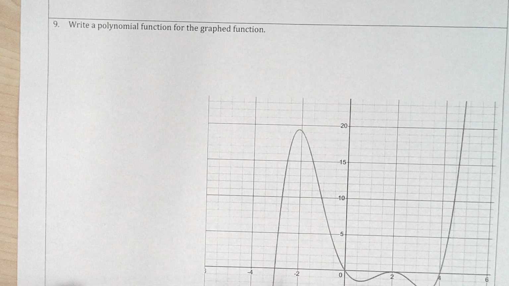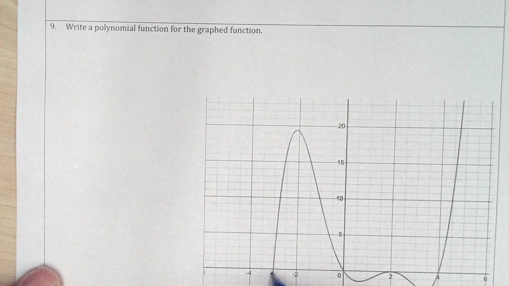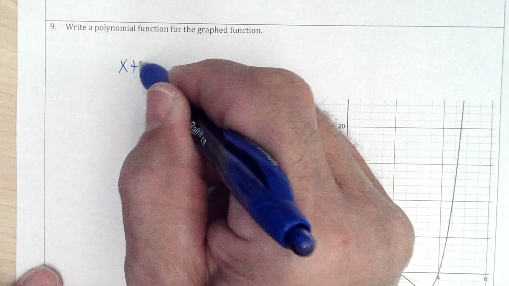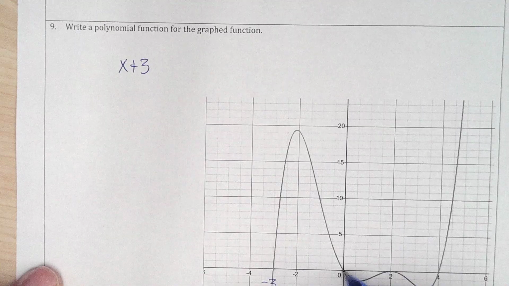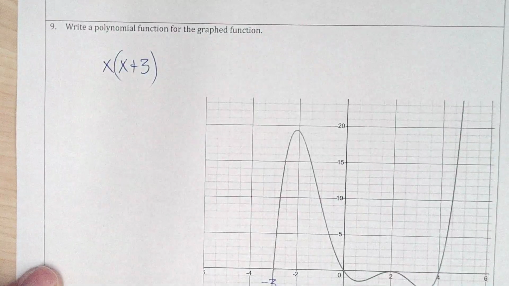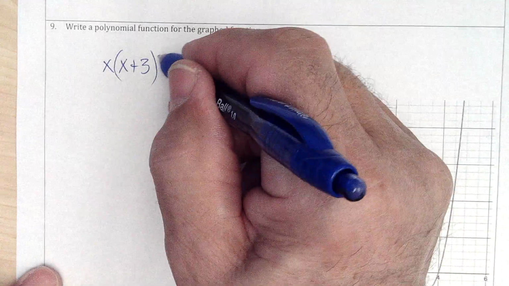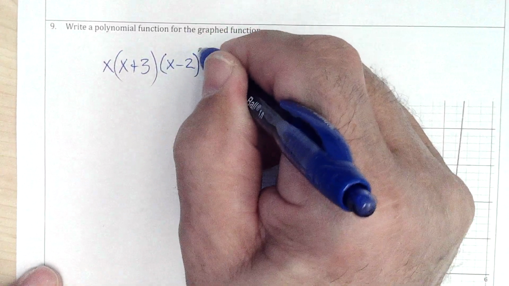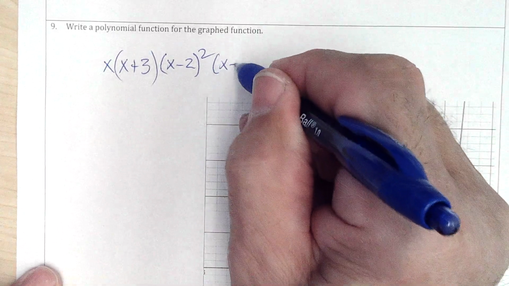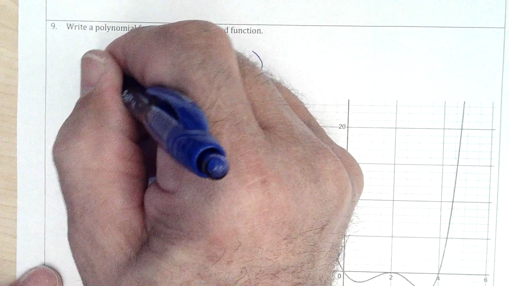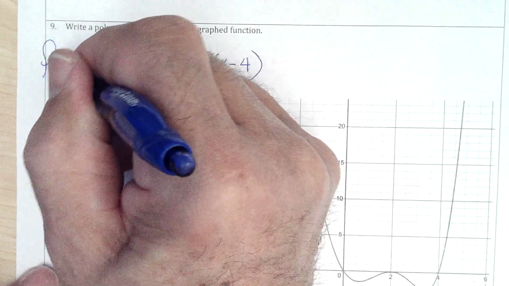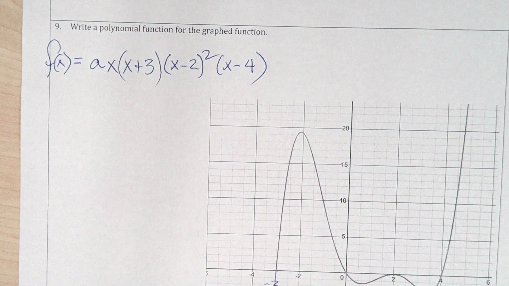And finally, this one has an x-intercept at -3, 1. So it's x plus 3. Goes through 0, so it's got an x. It bounces at 2, so it's got x minus 2 twice. And it goes through 4, so it's got x minus 4. And there's probably a multiplier. And that's what the function's going to look like, except we have to figure out what a is.